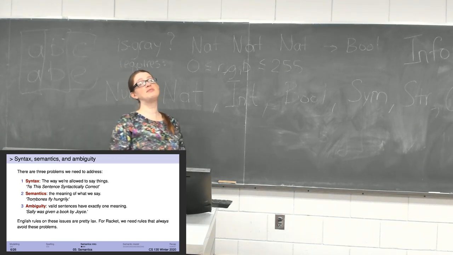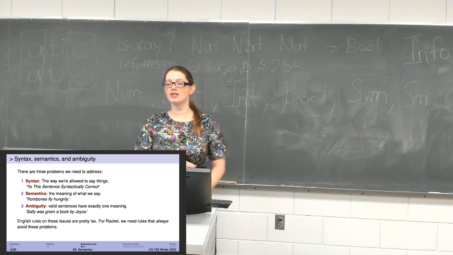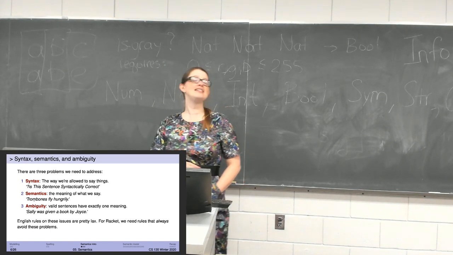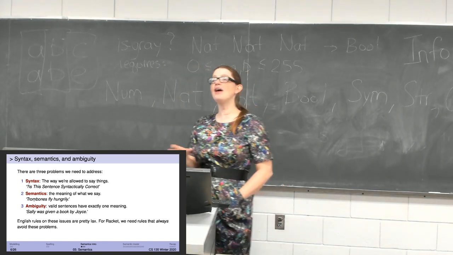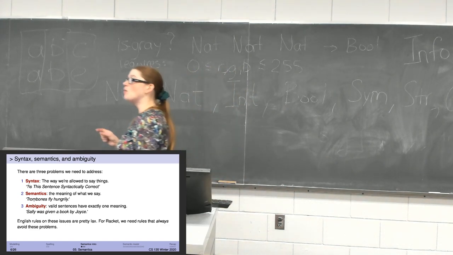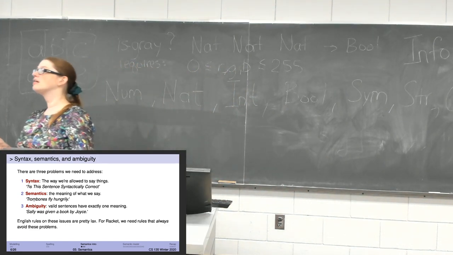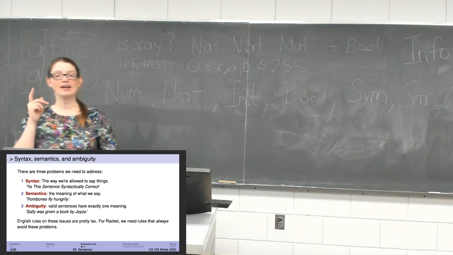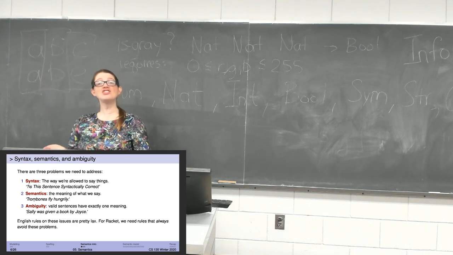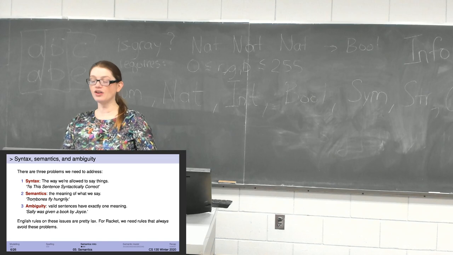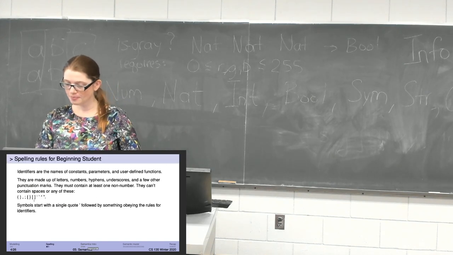And the last thing that we have to consider when we're trying to create a programming language is how do we avoid ambiguities? We want to make sure that every sentence has only one meaning and one precise meaning. All right. So let's start to look at this. We're not going to go terribly deep into this.